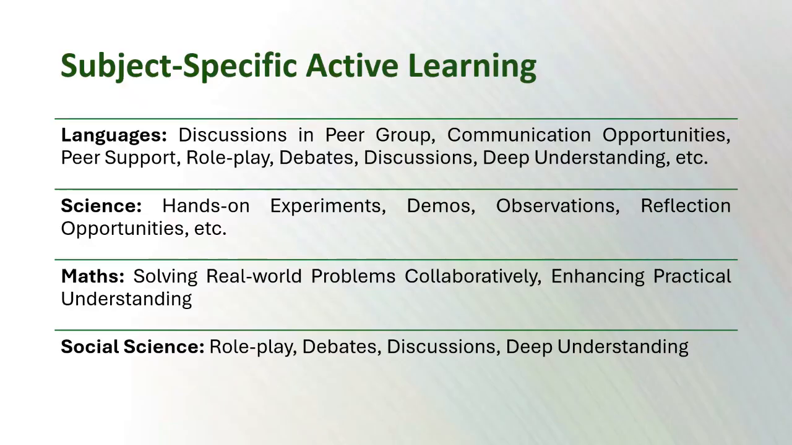Subject-specific active learning, what are they, you see? Suppose we are teaching languages. I've given only a few points. So children will get several opportunities. How? They will get opportunity because of discussion in the peer group. They will get opportunity for communication. They will get communication opportunities. They will get peer support. They may do role play, debates, discussions, and then they will have deep understanding.